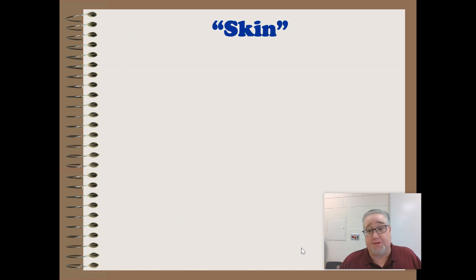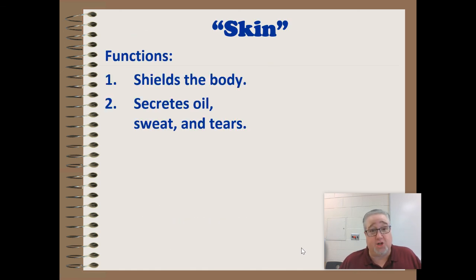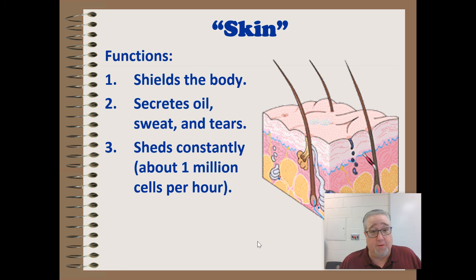All right, the first one is your skin. Your skin shields the entire body. It constantly sheds itself. In fact, the shedding of your skin is actually a really important defense mechanism. Because, just for example, taking a look at this picture here, this is a little cross section of your skin. This outer layer here, this is called the epidermis, is the outer layer of your skin. A lot of bacteria and microorganisms will live on your skin.